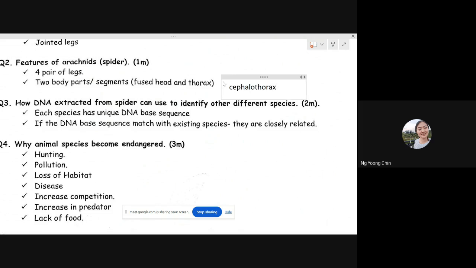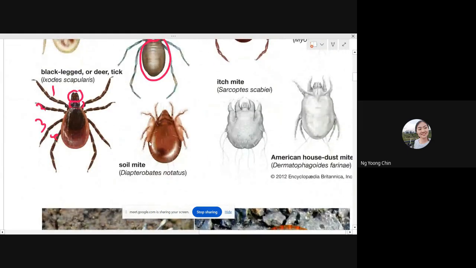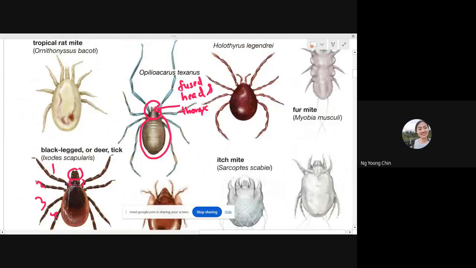Cephalothorax. Cephalo means the fused head, and thorax means the upper part of the body. So they only have 2 body parts in the arachnids. All 4 pairs of legs, and they have 2 body parts.